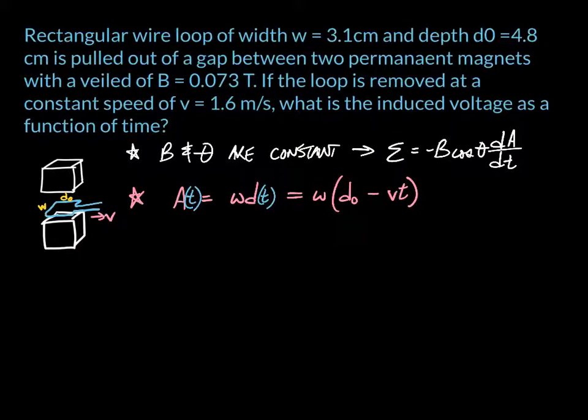So we have our area function. A(t) will be the width, I should write that more like a W instead of an omega, times d naught minus vt. That's the function that we'll have to differentiate. Okay? So, or do derivative of.